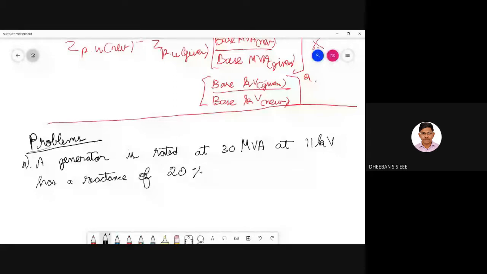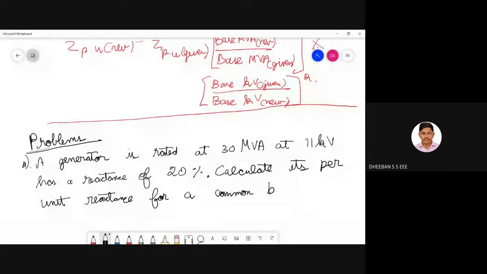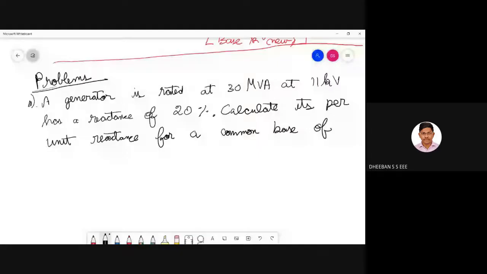So calculate its per unit reactance for a common base. They are giving the base value as 50 MVA and 10 kV. Okay, so we'll be getting into the solution.